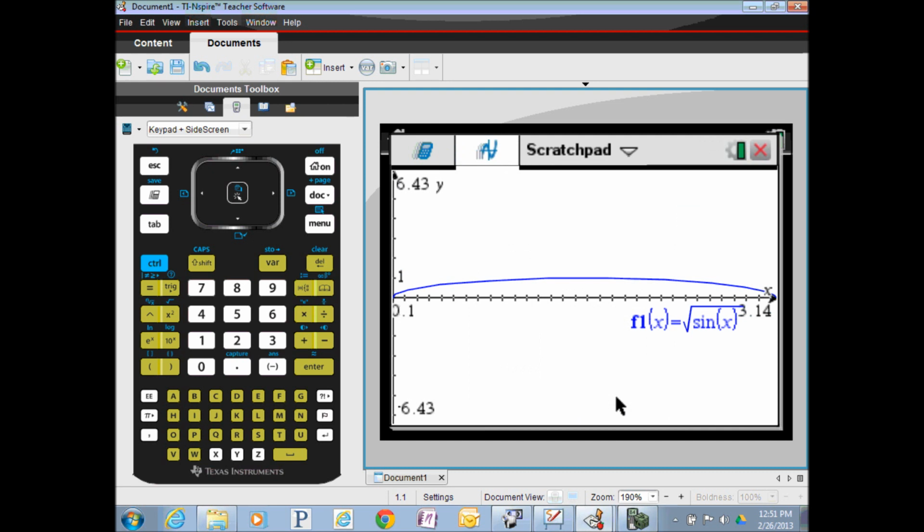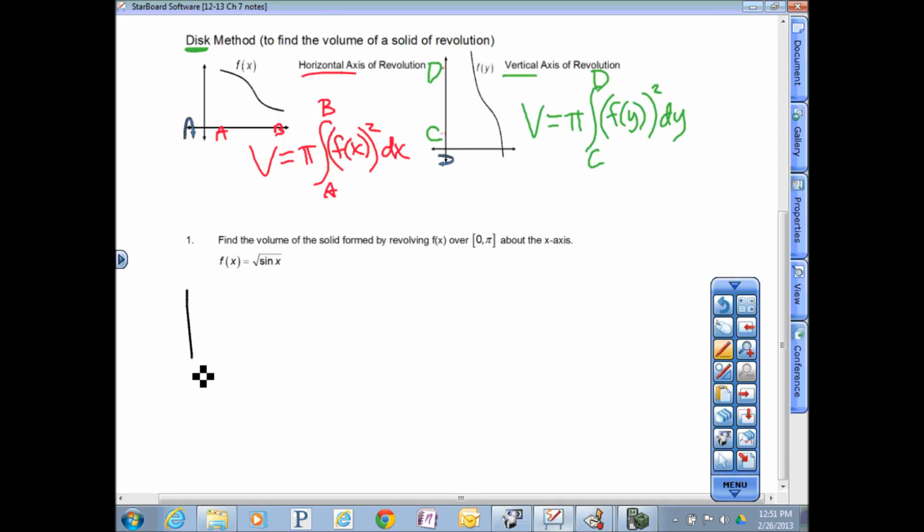And now what I'm going to do is take that thing, and I'm supposed to revolve it. Let's make sure I get this right. Revolving it from 0 to pi about the x-axis. So if I'm going to draw a picture, I'm going from 0 to pi. There's my function, and I'm supposed to be revolving this thing about the x-axis. And I try to make a little visual for myself.